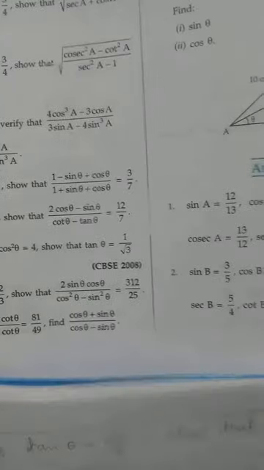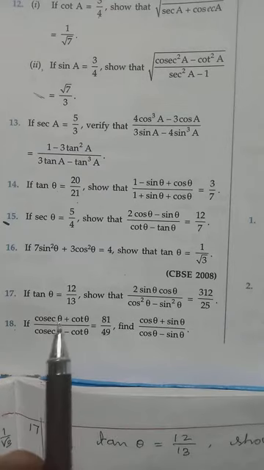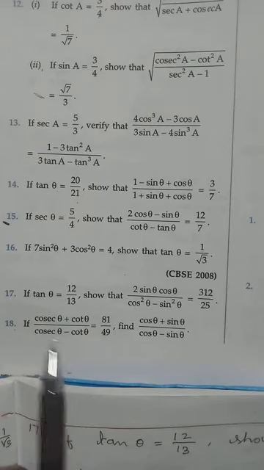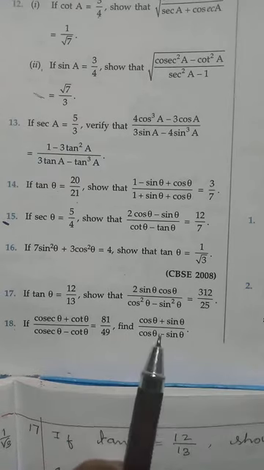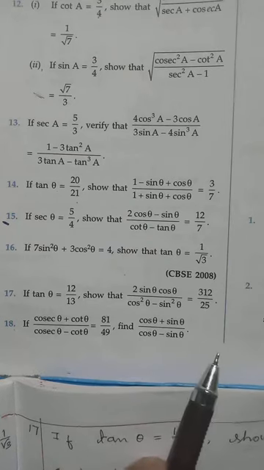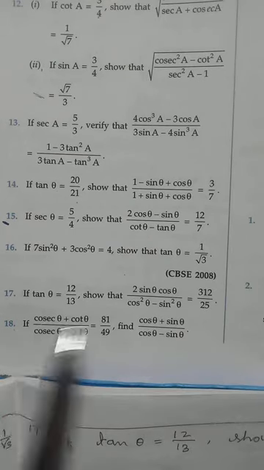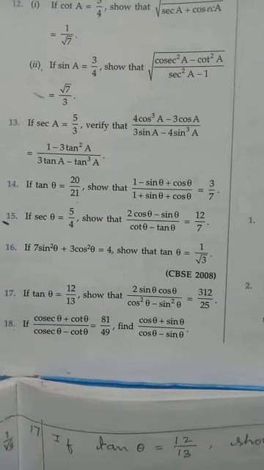Then next we have number 18. They already give us cosec theta plus cot theta by cosec theta minus cot theta equal 81 by 49. But we have to find the value of cos and sine. Okay, so let us try to find first the value of theta, then we will proceed.